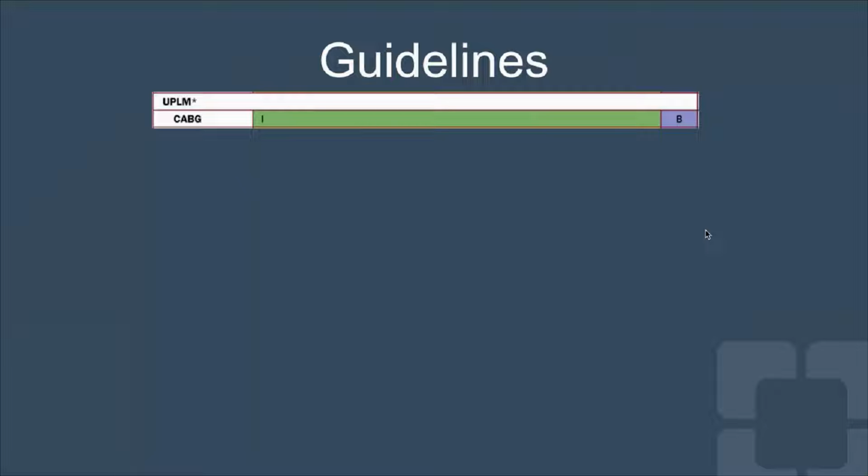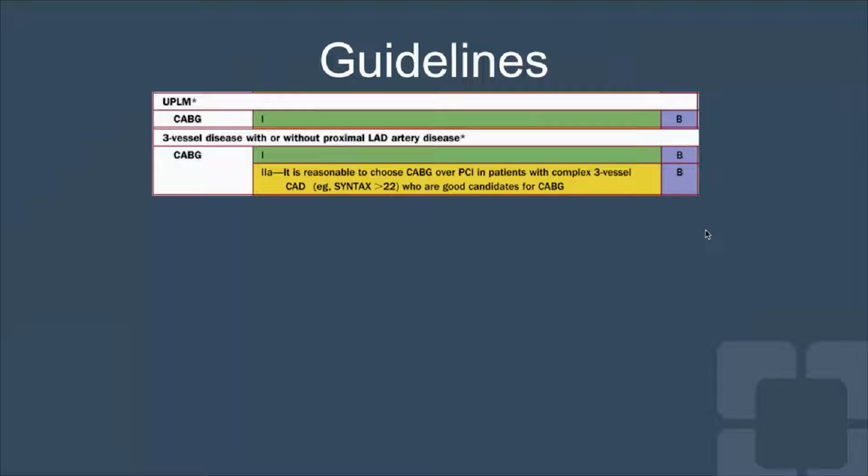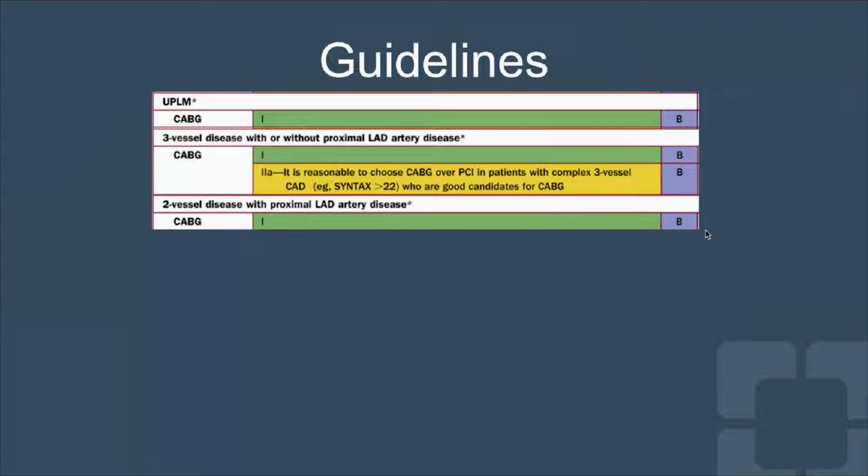So just to summarize, for coronary artery bypass, in the guidelines, patients who have left main disease should undergo CABG, and this is level 1 evidence. Patients with triple vessel disease, with or without proximal LAD disease, also should undergo CABG with level 1 evidence. And level 2A evidence suggests that it is reasonable to choose CABG over PCI in patients with complex triple vessel disease. In patients with two vessel disease with proximal LAD disease, you also have level 1.